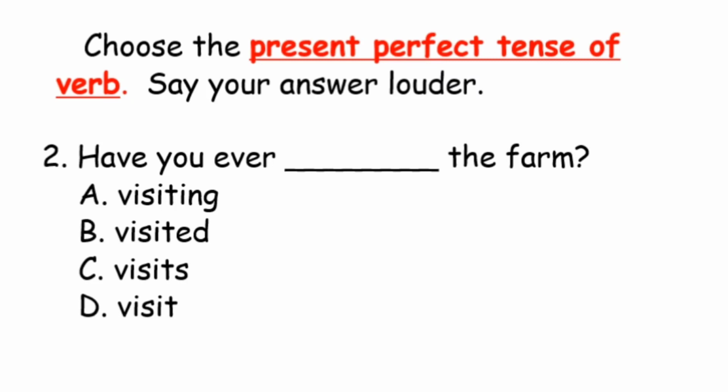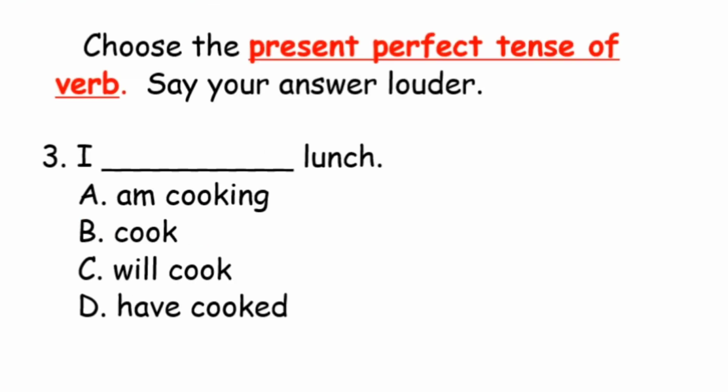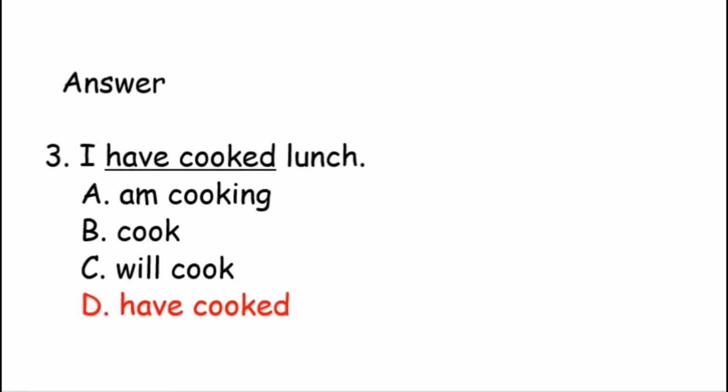Number 2. Have you ever blank the farm? A. Visiting. B. Visited. C. Visits. D. Visit. Correct answer is B. Visited. Have you ever visited the farm? Number 3. Blank lunch. A. I'm cooking. B. Cook. C. Will cook. D. Have cooked. Correct answer is D. Have cooked. I have cooked lunch.